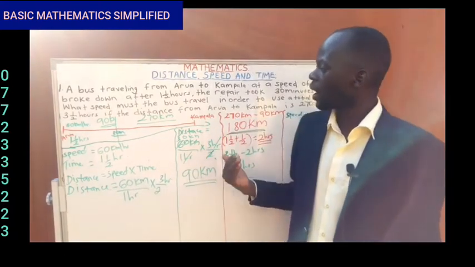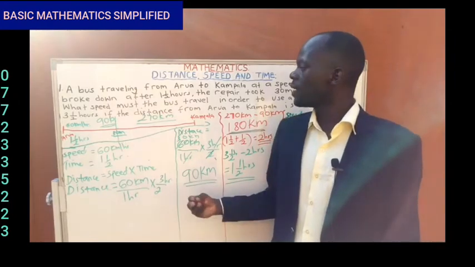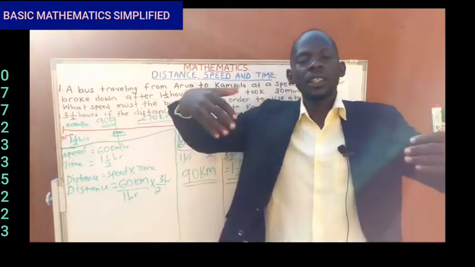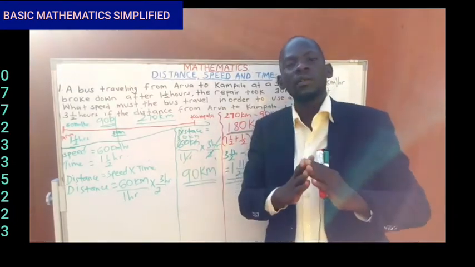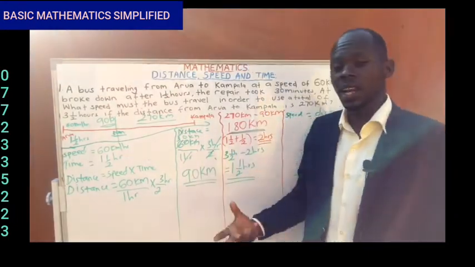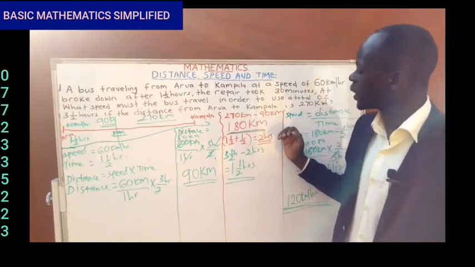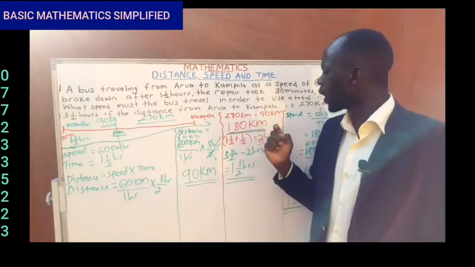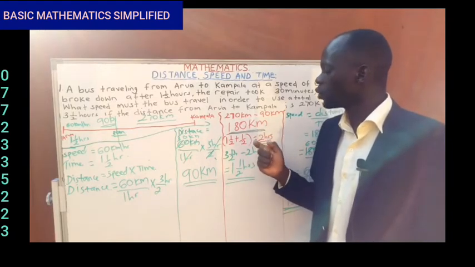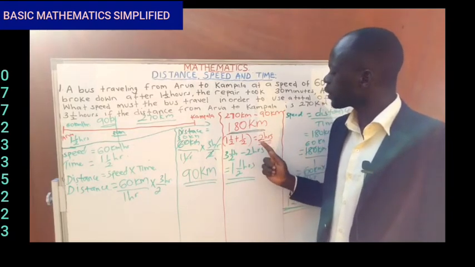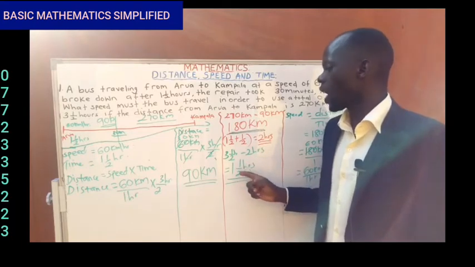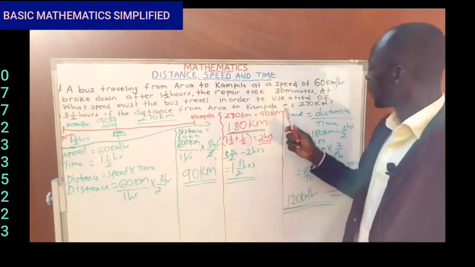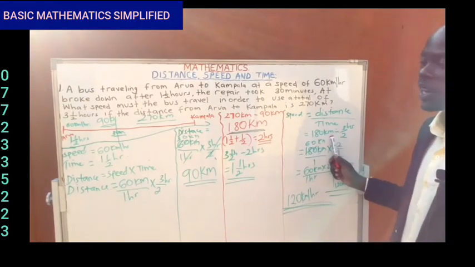Then to get the total distance left, you are supposed to subtract from the distance from Arua to Kampala, which is 270 minus 90, to give you 180 kilometers. Then the 180 kilometers is the distance left. Then the time so far used was 1.5 plus a half, which is 2 hours. Now 2 hours subtracted from 3.5 gives you 1.5. Now this is the time you're supposed to struggle to use to cover a distance of 180 kilometers.